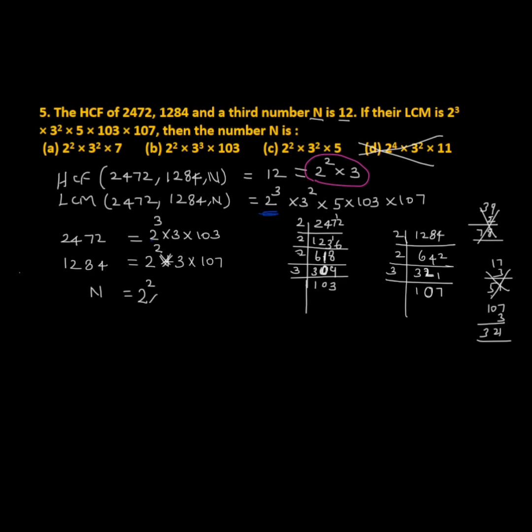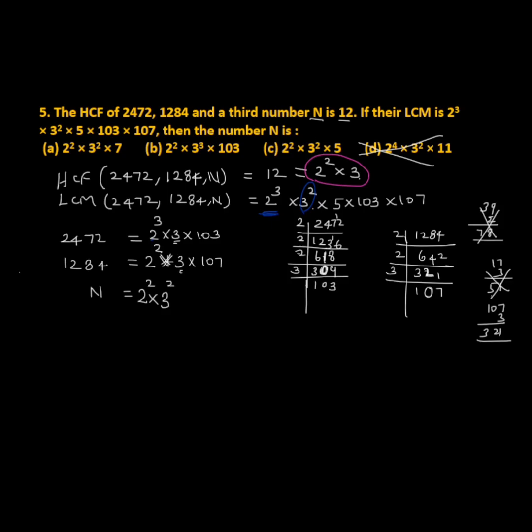Then 3 also common. HCF we are having 3, and look at LCM. LCM we are having 3 squared. So here we are not having 3 squared in the first two numbers. If in all the three numbers the highest power is there, then only it should be there in the LCM. So definitely here we need to get 3 squared. Now look at the option. Here 3 is there, here also 3 is there, but in our LCM 3 squared is there. So definitely n should have 3 squared as its prime factor.